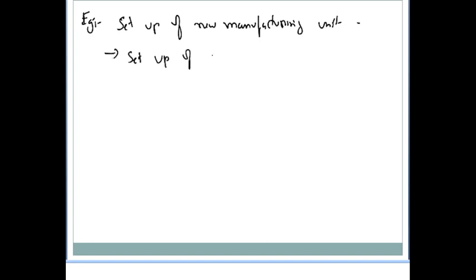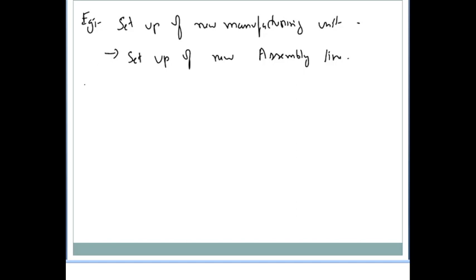Now examples of long term: first is the setup of a new manufacturing unit, then the setup of a new assembly line, etc. So this involves very high cost. Hence while performing long-term forecasting, we have to be very accurate and correct, because otherwise if we perform over forecasting or under forecasting, it may result in tremendous loss to the company.